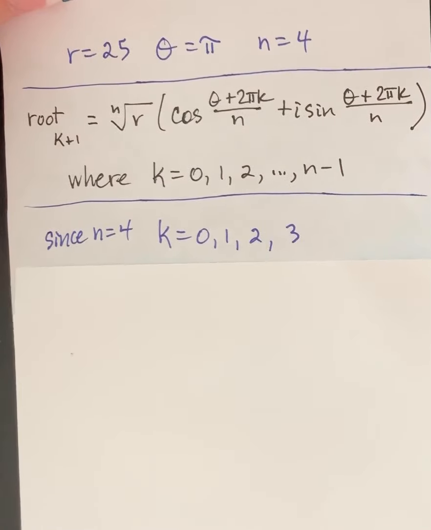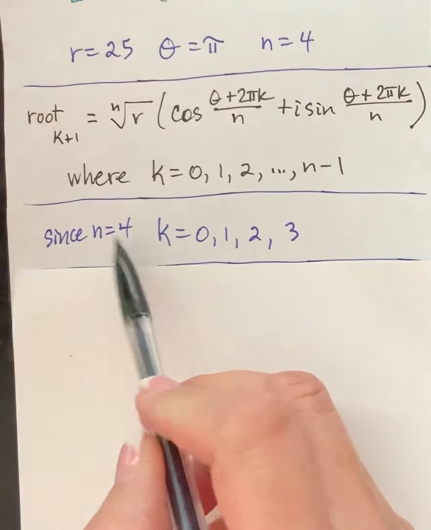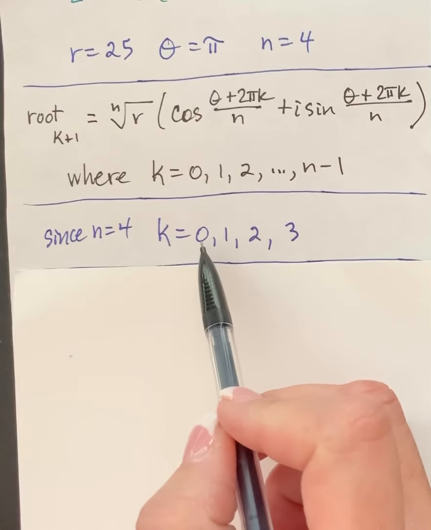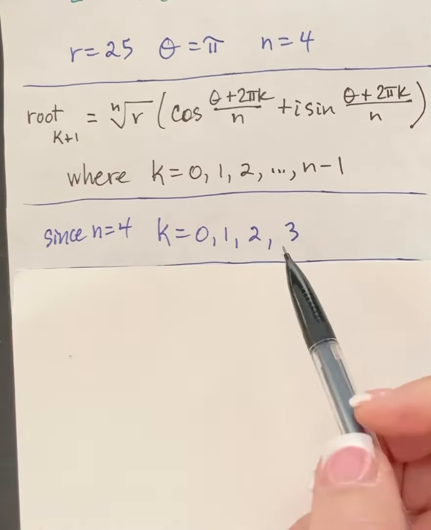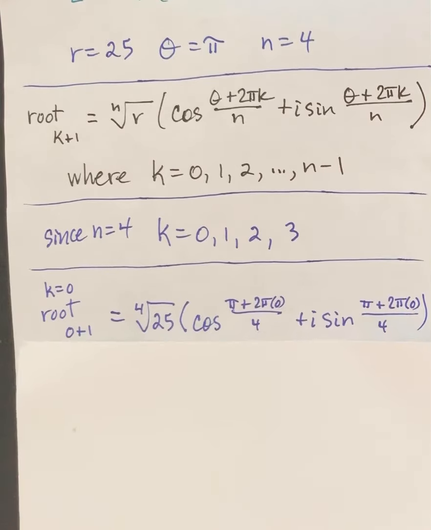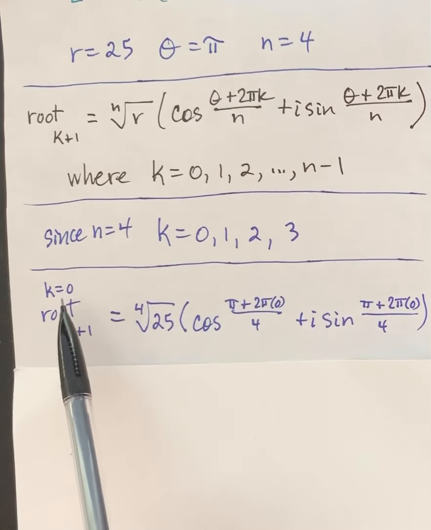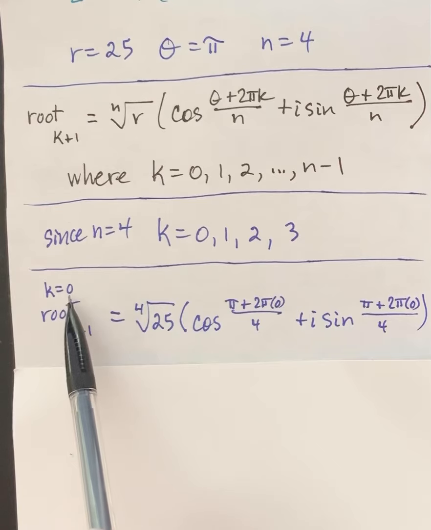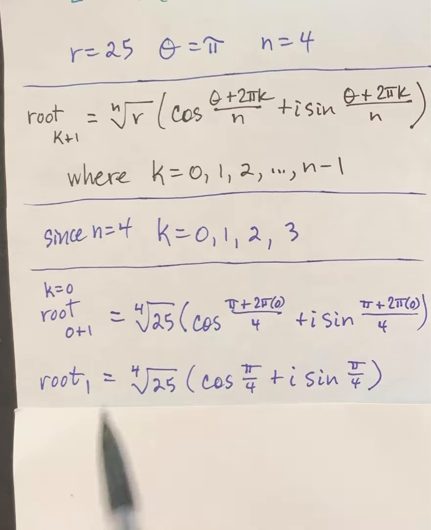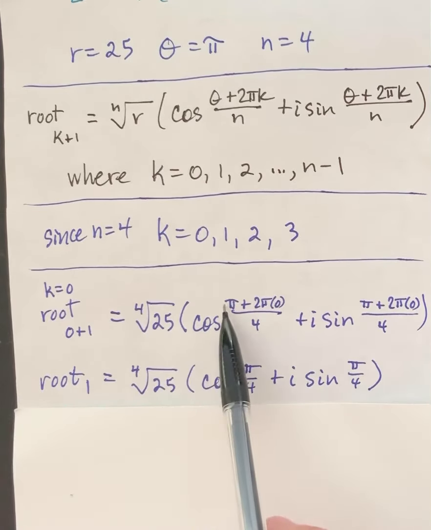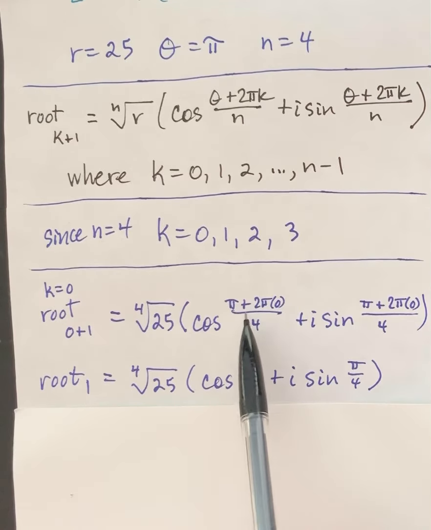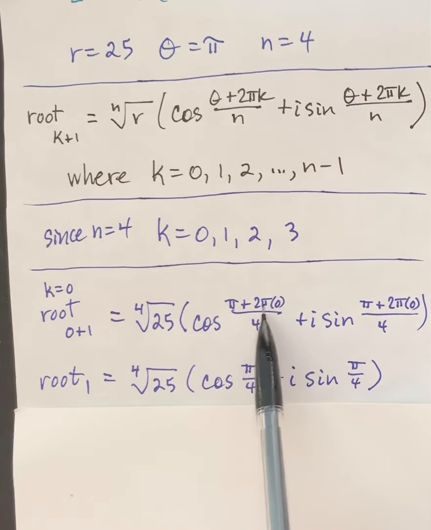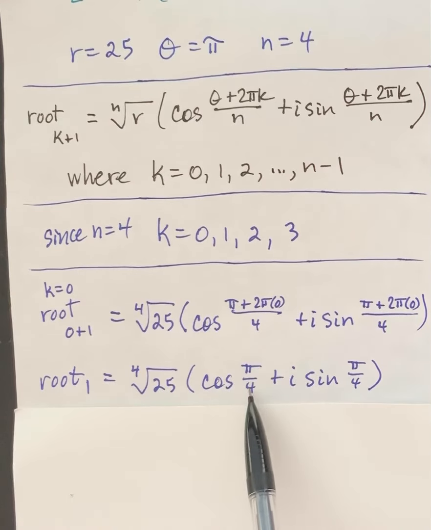Okay, since n is 4, k is going to take on these 4 values, 0, 1, 2, and 3. So that's how we'll get the 4 different roots. Here is what you would have if you substitute in 0 for k. You'll have root 0 plus 1, in other words, the first root. It'll be the fourth root of 25 times the cosine. So I'm putting in pi for theta plus 2 pi times 0 in this case, and then that's divided by 4.